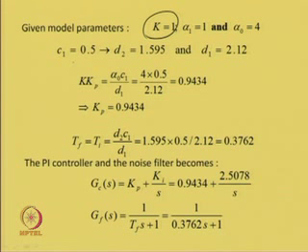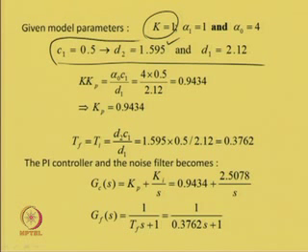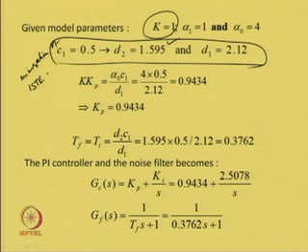Now, C1 equal to 0.5 yields D2 1.595 and D1 is of 2.12. This we get from the minimization of ISTE criterion. So, please do not forget, from the minimization of ISTE criterion, we get the standard values D2 and D1 for any given C1.